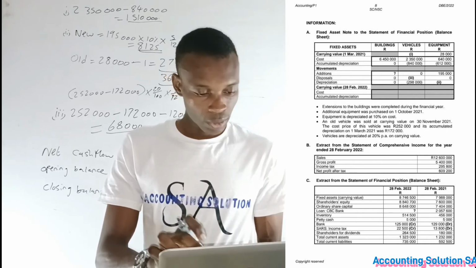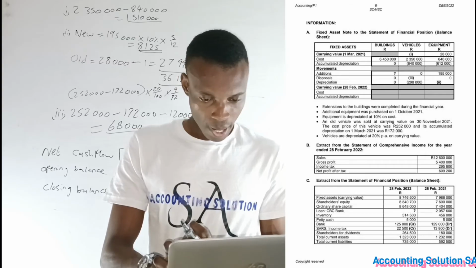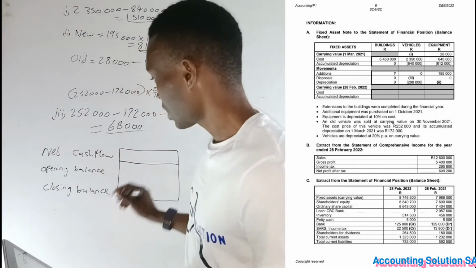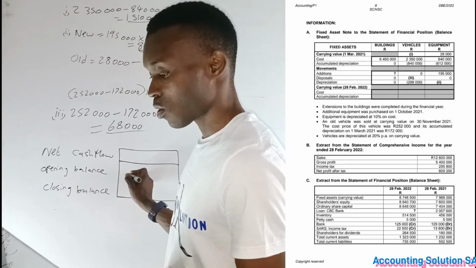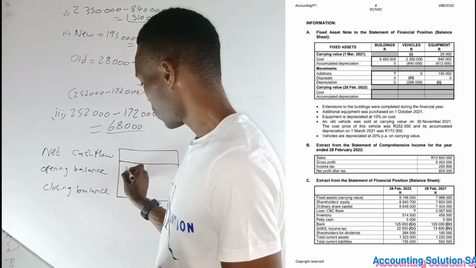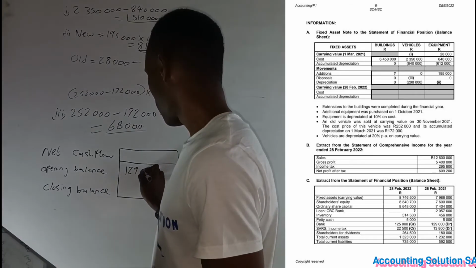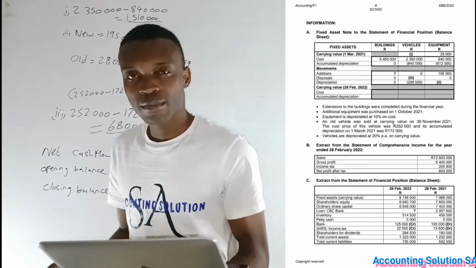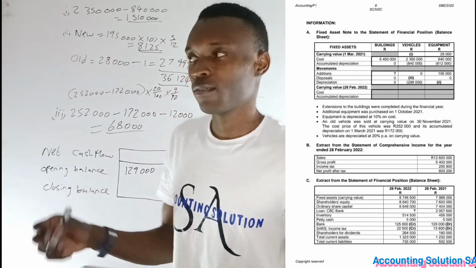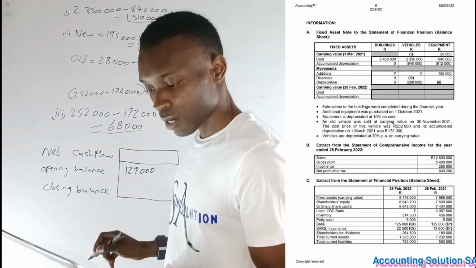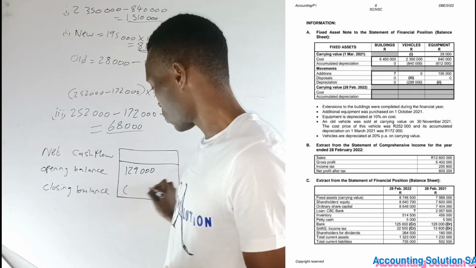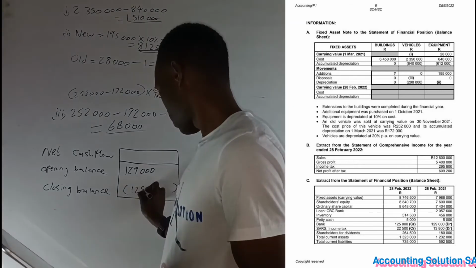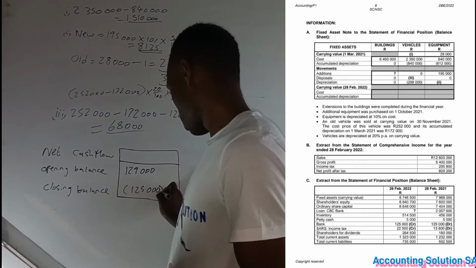Okay, let's check our balance. For 2021, we have a balance of 129,000 as opening, and they indicated that it is a debit balance. A debit balance is positive, okay, and a closing balance they said is credit, which means that we have to show it by a bracket, 125,000.